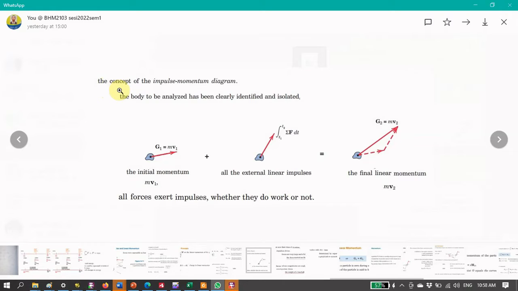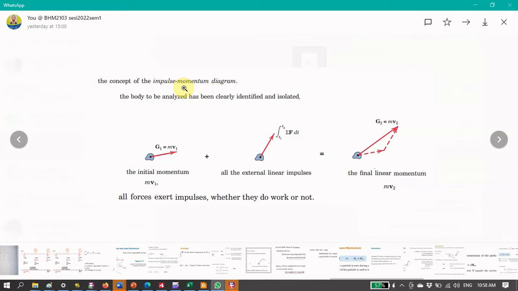So Professor Merriam introduced the concept of the impulse momentum diagram. You cannot find this impulse momentum diagram in Hibbeler. I don't think people are using this approach to visualize the impulse momentum equation, right?